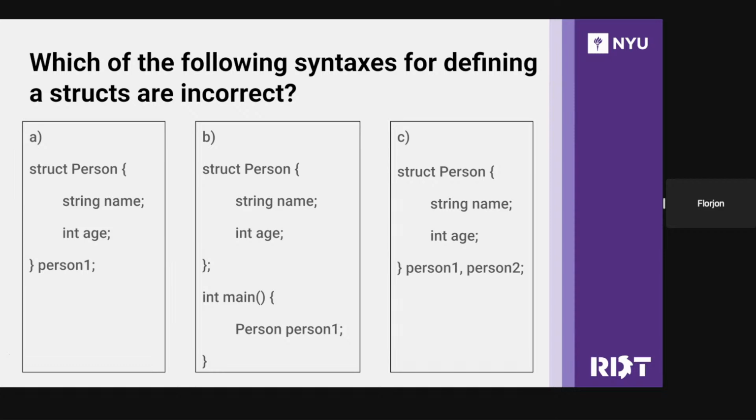But yeah, B is another way that I used to do, where you would call the actual type in main. So it'd be the person type and then the variable name, just like any other variable. And then C is just like A, it's just using two variables now. So there are going to be two persons that we could use, person one and person two. You can go on to the next slide.